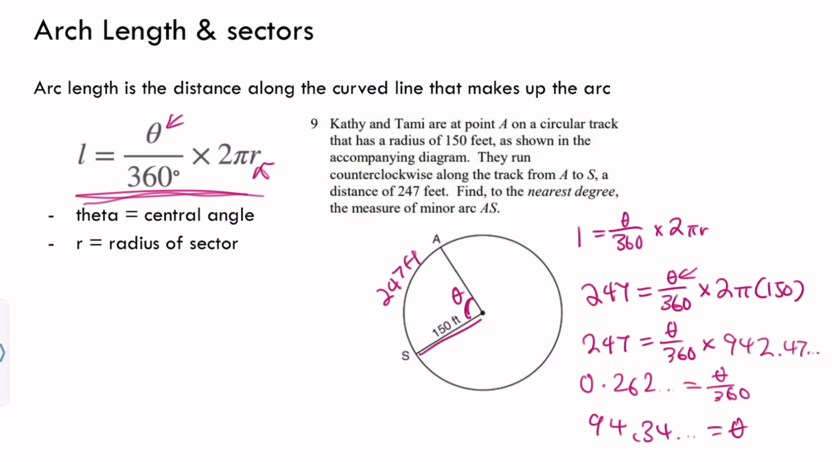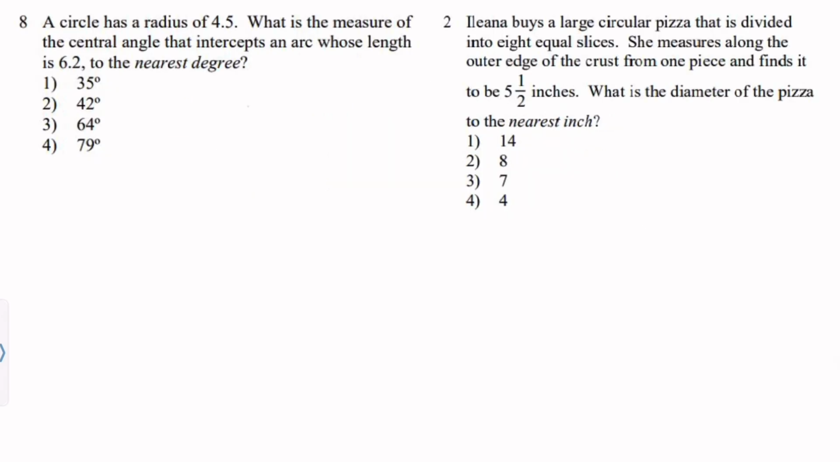Okay, so the answer comes out to be 94.34. So we need to find to the nearest degree. To the nearest degree, the degree would be 94. Theta is equal to 94 degrees. So a circle has a radius of 4.5.